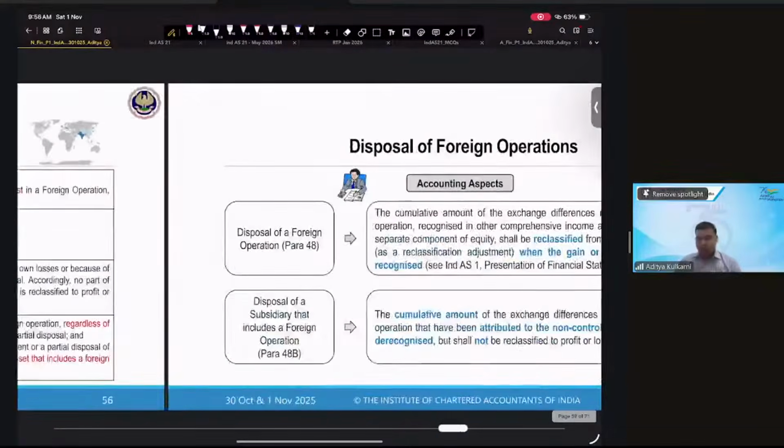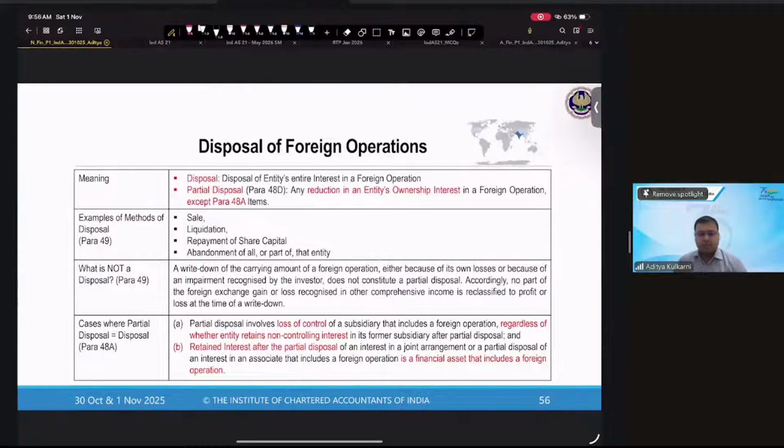Now, disposal of foreign operations. You can have two disposals. Either you dispose of the entire interest, that means you sell everything, or you dispose of partly. That means I was holding 100%, now I may hold 80, I may hold 70, I may own 40, whatever it is. You can dispose by sale, liquidation, repayment, or abandonment, whatever it is. Write down of the carrying amount is not a disposal because that is an impairment.